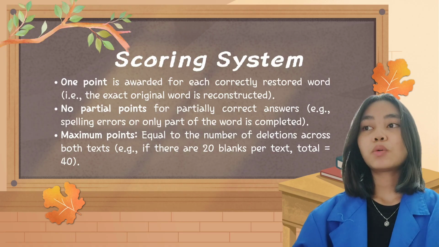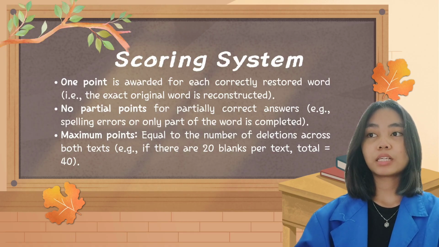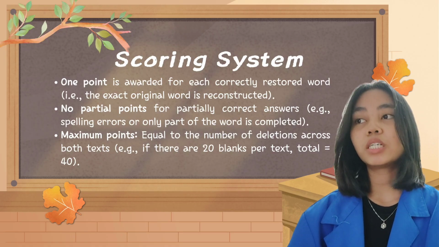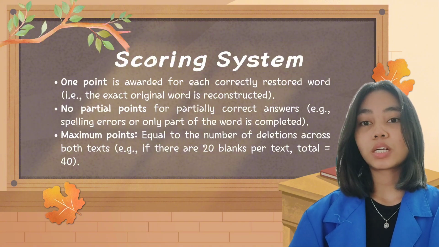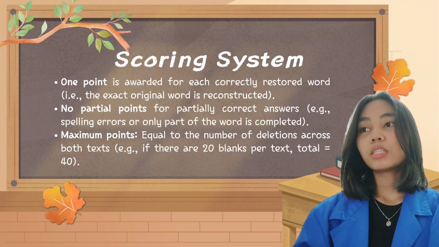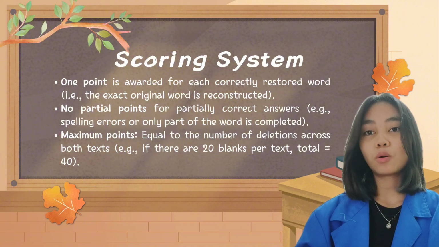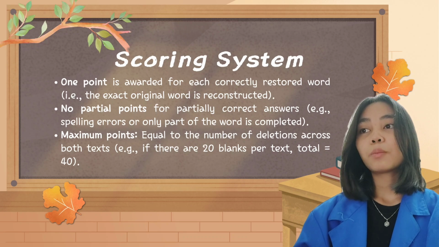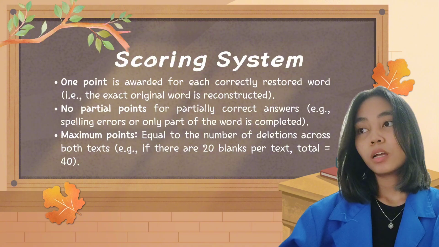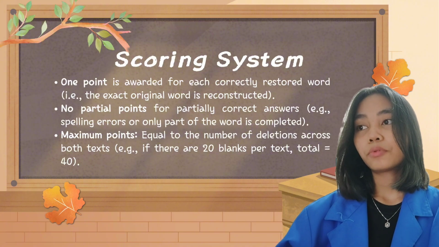One point is awarded for each correctly restored word. For example, the exact original word is reconstructed. No partial points for partially correct answers, for example spelling errors or only part of the word completed. Maximum points equal the number of deletions across both texts. For example, if there are 20 blanks per text, the total is 40.